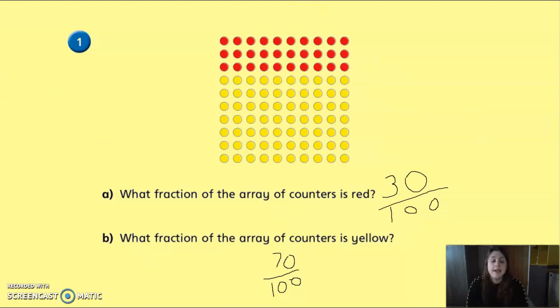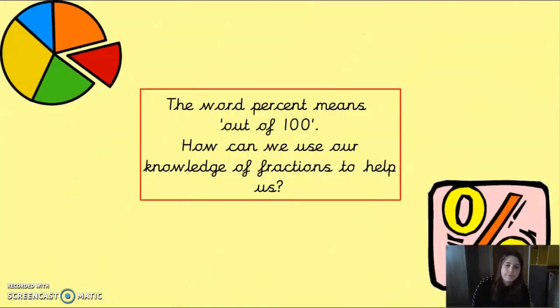Okay, so now I'm going to get to what I was so excited to say. The word percent means out of 100, okay? Which is how we're going to use our fractions to get to percentages. But how exactly do you think, and thinking about that array that we just saw that was out of 100, how is our knowledge of fractions going to help us when we know that percent means out of 100? So have a think, see if you can work it out. Because if you can work this out, you know how to convert them into percentages already.